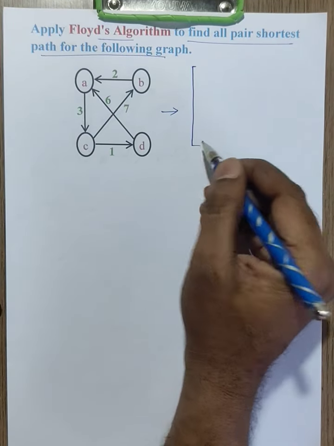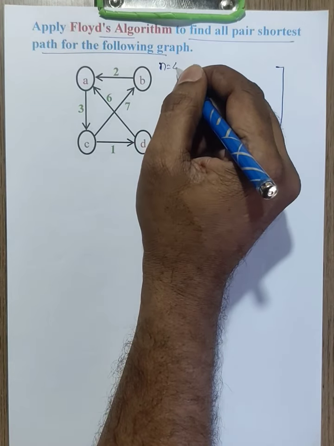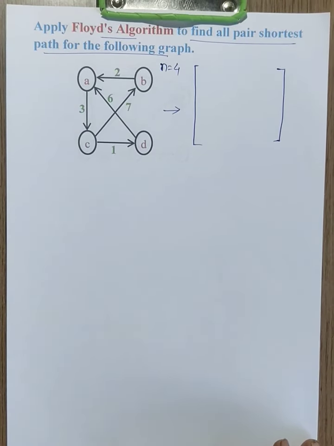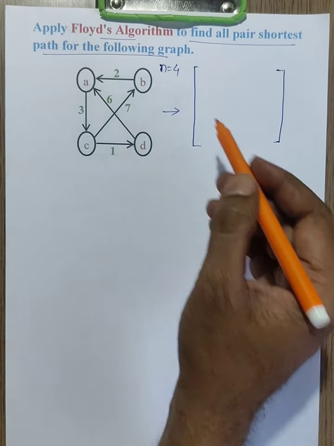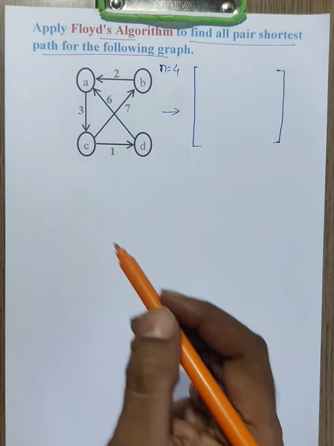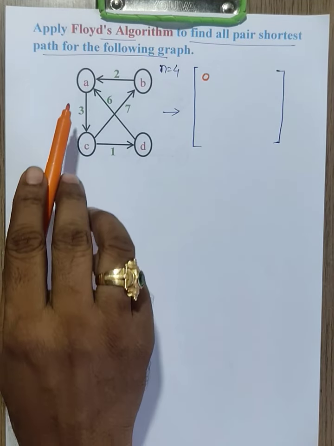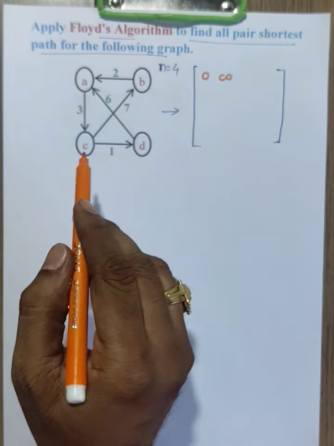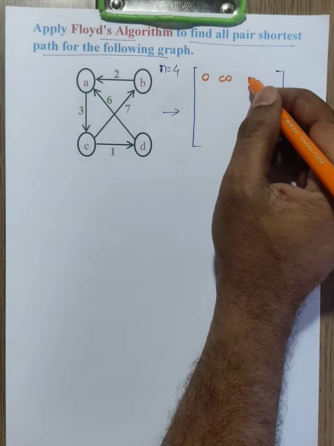Within this, the total number of vertices is n equal to 4. If there are 4 vertices, then the size of the matrix is 4. Convert this graph into a matrix. First, A to A is 0. A to B there is no edge, which is called infinity. A to C is 3 and A to D is infinity.